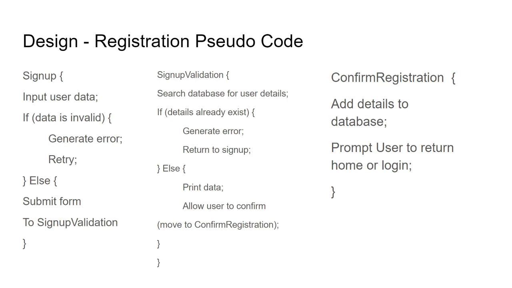At sign up validation, the database is searched with these user details, and if these details exist, being the username or the email, an error is returned, and you are prompted to return to sign up to try again. Otherwise, if the data is new and does not already exist, this data is printed for confirmation, and the user is able to confirm this or return to sign up if necessary. On confirm registration, these details are then finally added to the database, and the user is prompted to return to home or log into their new account.